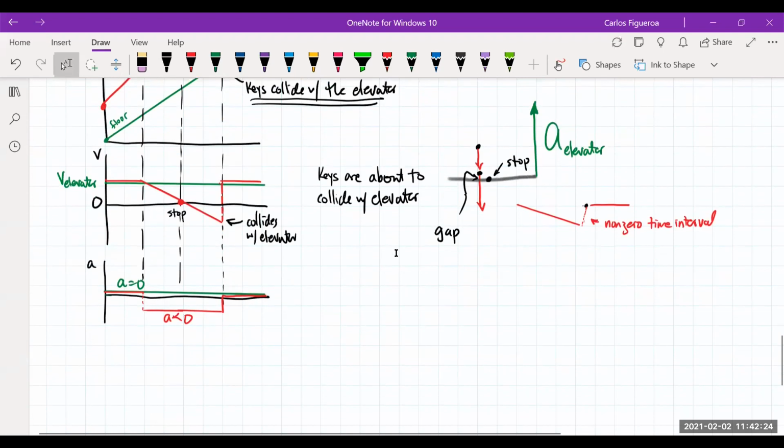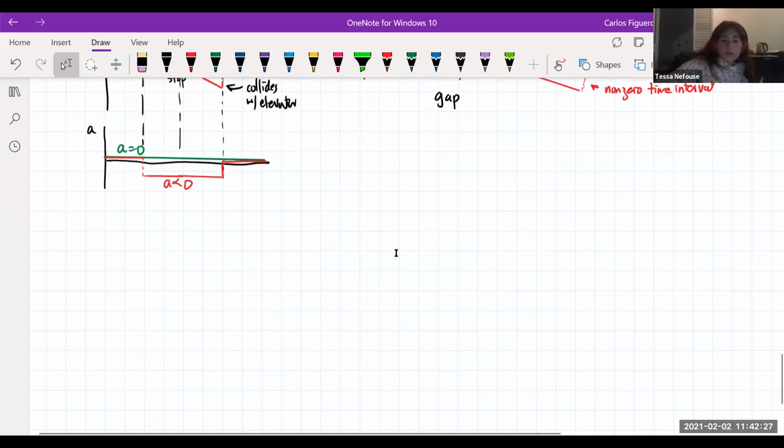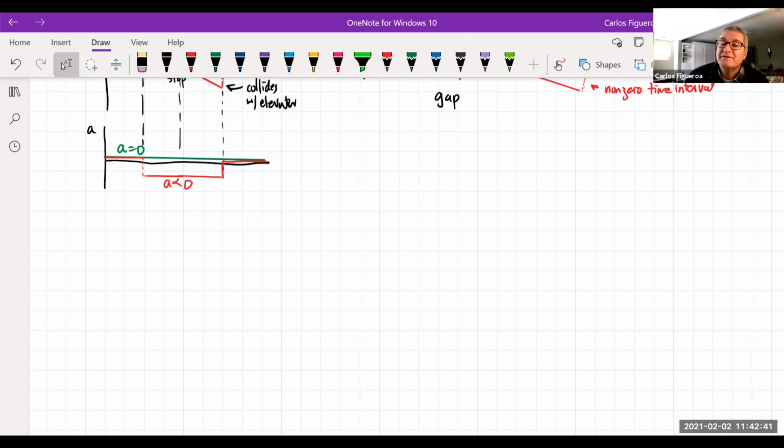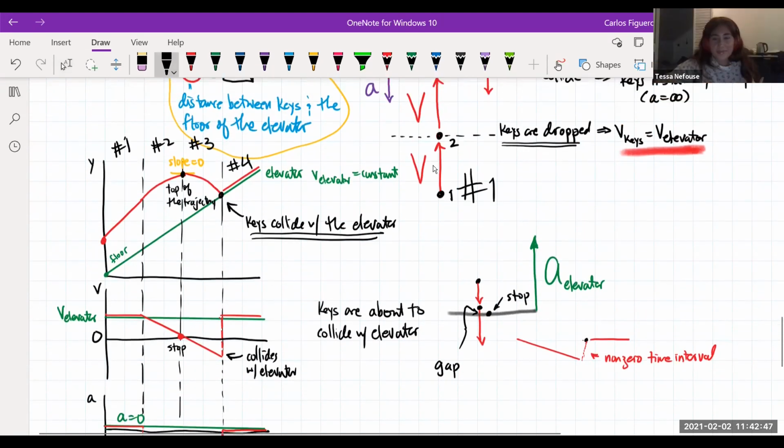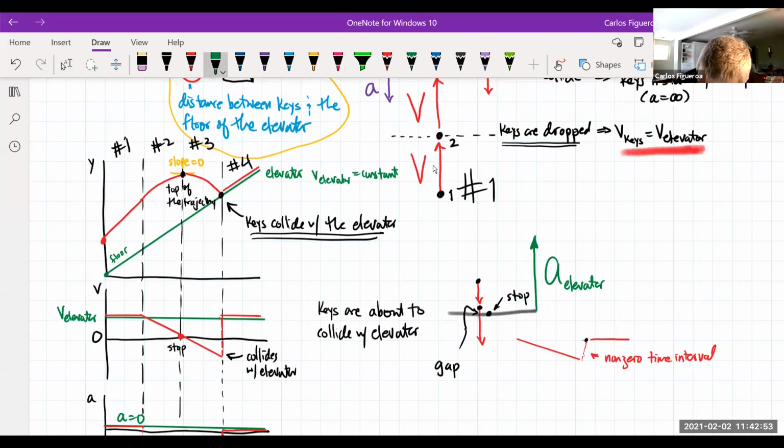Okay, thank you. And then Carlos, for the graph that you just drew, where you say the acceleration of the elevator, wouldn't it, I thought that since the elevator was moving at constant velocity, its acceleration was 0. No, that's not what I was really saying here. When I said what stops the keys from moving down, it's the elevator's floor, not the actual acceleration of the elevator, but it's the floor that really causes the change in velocity in the keys.